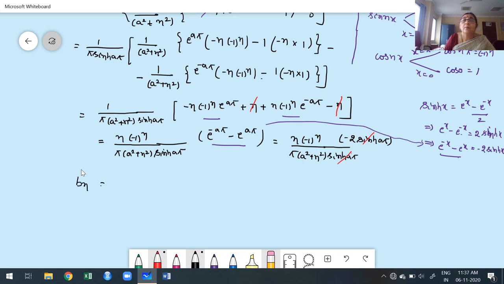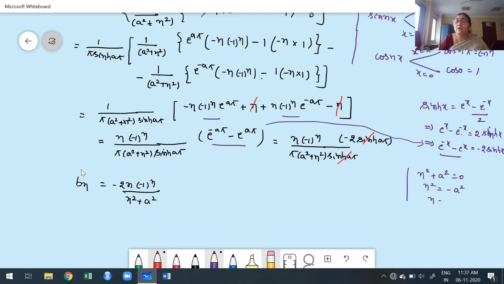What is bn? Minus 2n minus 1 to the power of n divided by n square plus a square. Now observe carefully. After writing bn, how can you know that n is from 1 to infinity? Take the denominator quantity of bn in terms of n. What is the denominator? n square plus a square equal to 0. n square is equal to minus a square. What is my n? Plus or minus a. Suppose a is a real number, maybe negative or positive, what is the value for n? n is an imaginary value. But our summation n starts from 1 to infinity, a set of positive integers. Even though we give a positive or negative value for a, we get an imaginary number, but no imaginary number is involved in our summation 1 to infinity.